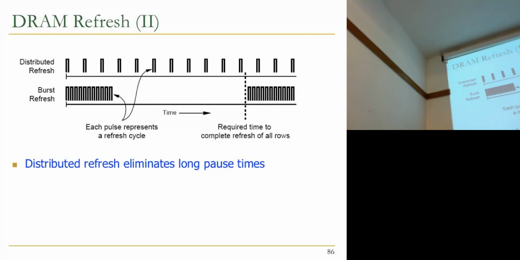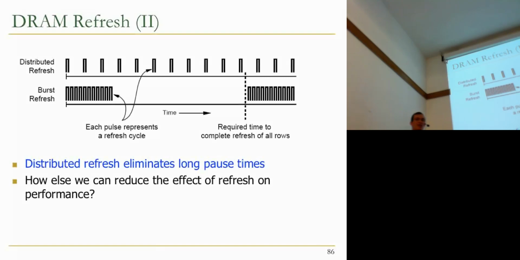Whereas with distributed refreshes, you basically stagger the refreshes for different rows so that you're doing a refresh regularly, but you're still maintaining correctness. And that's the idea. Today, most systems use distributed refresh because it eliminates long pause times.